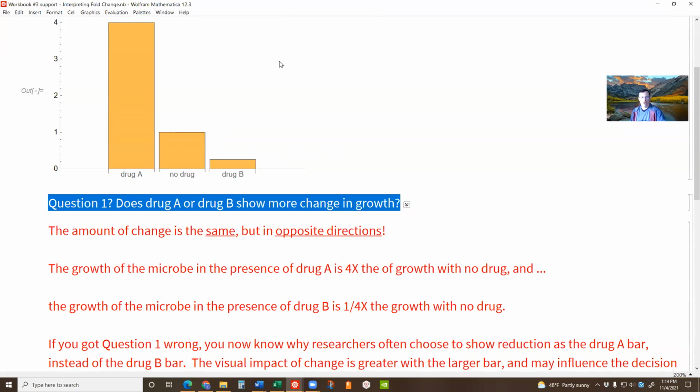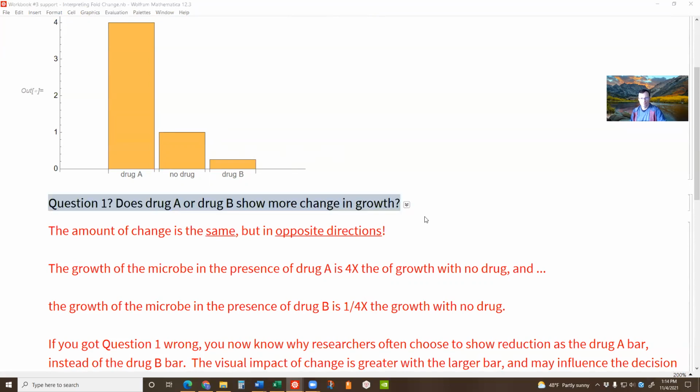Okay, so before I go any farther, and you can give me an honest answer, I always want you to give me an honest answer. Are you convinced yet that the amount of change is the same, but in opposite directions? Are you convinced? If I haven't convinced you, say so.